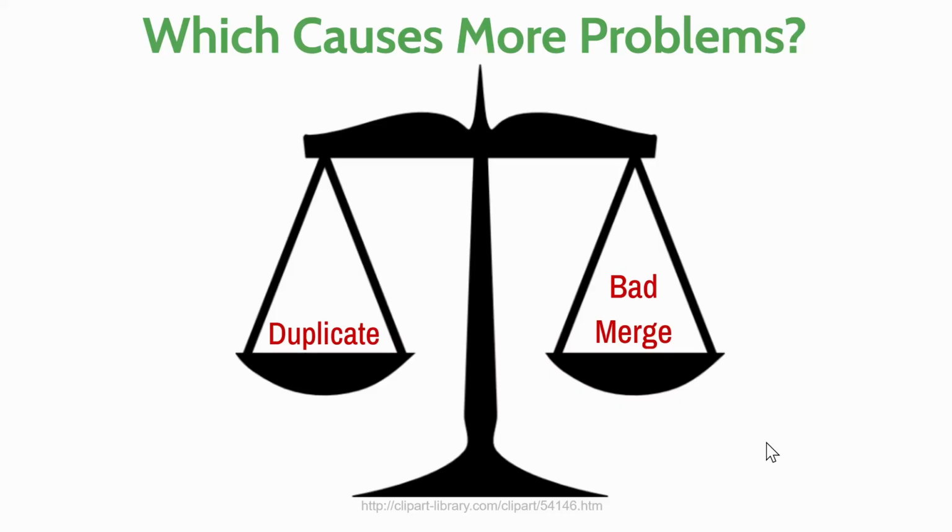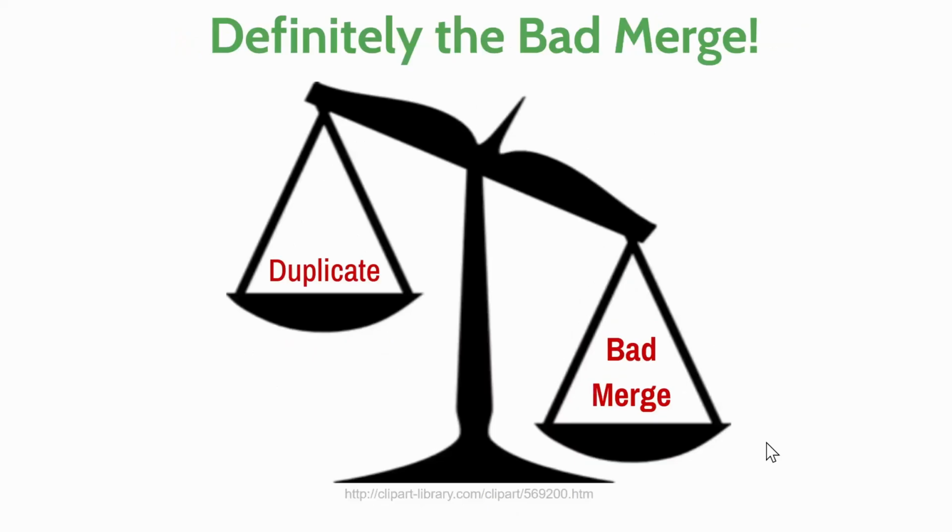And after trying to undo a number of bad merges, I came to the definite conclusion that as much as we don't want duplicates, as much as we want a clean system with one profile per human, bad merges are worse than duplicates. I would rather have a duplicate in the system than have to undo a bad merge. Again, we want to clean up both of them because we're trying to make an accurate family tree, right? But bad merges are worse.